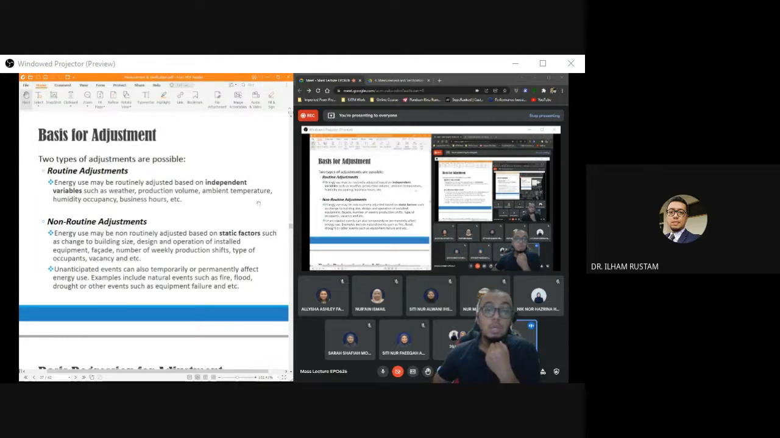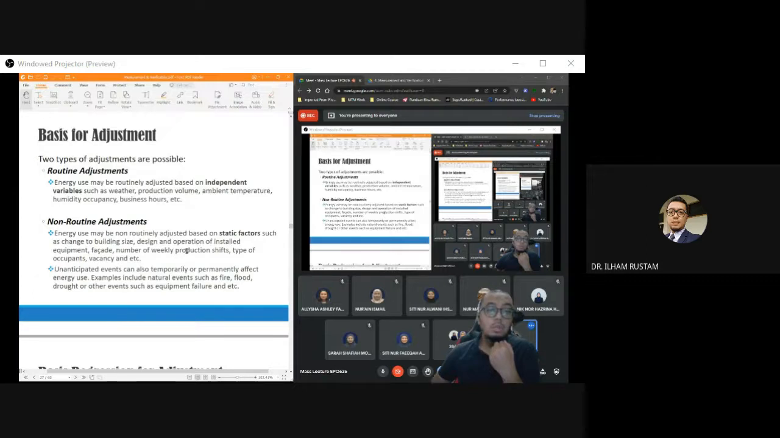Ambient temperature, again depending on the seasons, can affect your production. So it is an independent variable, yes, but it is an expected kind of independent variable. But non-routine adjustment is something that happens without expectation. Like for example, flood, fire, unanticipated, and also non-routinely adjusted static factors, such as suddenly you want to renovate your building, so everything shuts down, so of course energy being used is reduced.